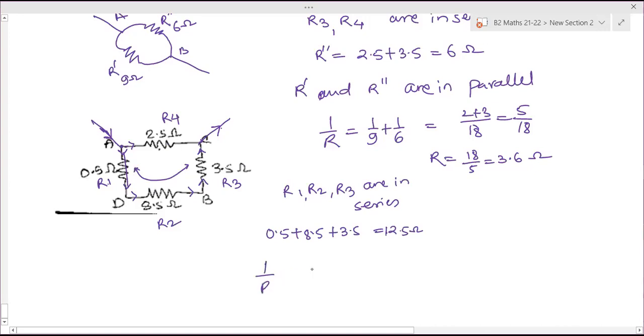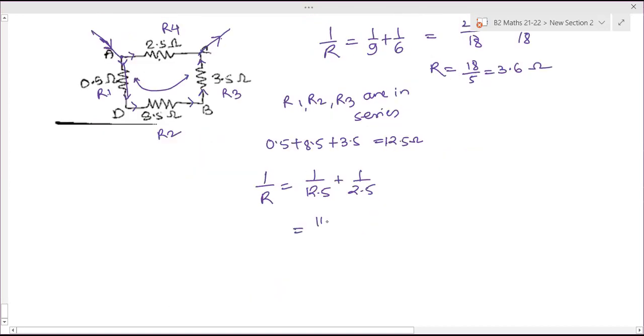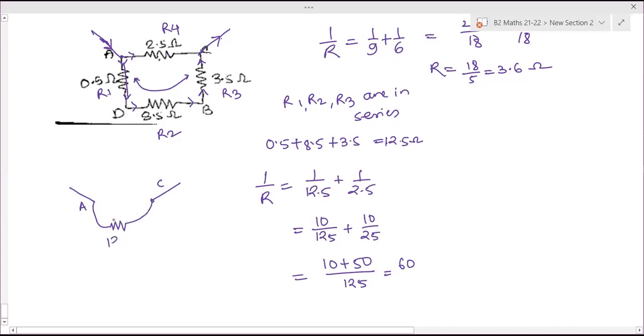So 1 by R is equal to 1 by 12.5 plus 1 by 2.5, which can be written as 10 by 125 plus 10 by 25. So 10 plus 50. Ma'am, for this one, can you draw the simplified figure? Yes, correct. Here it is point A and this is point C. All these three resistors are in series, so this is the total 12.5 and here 2.5.